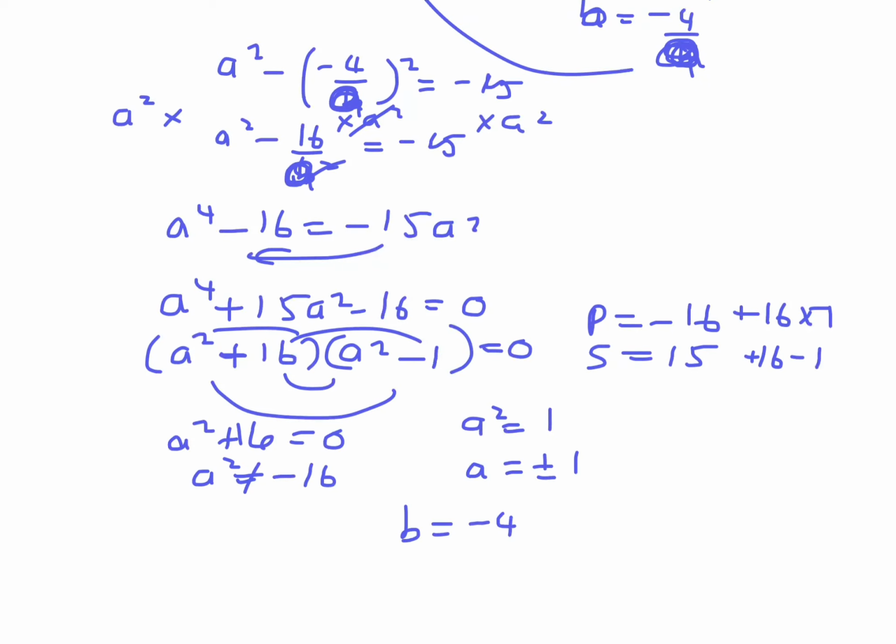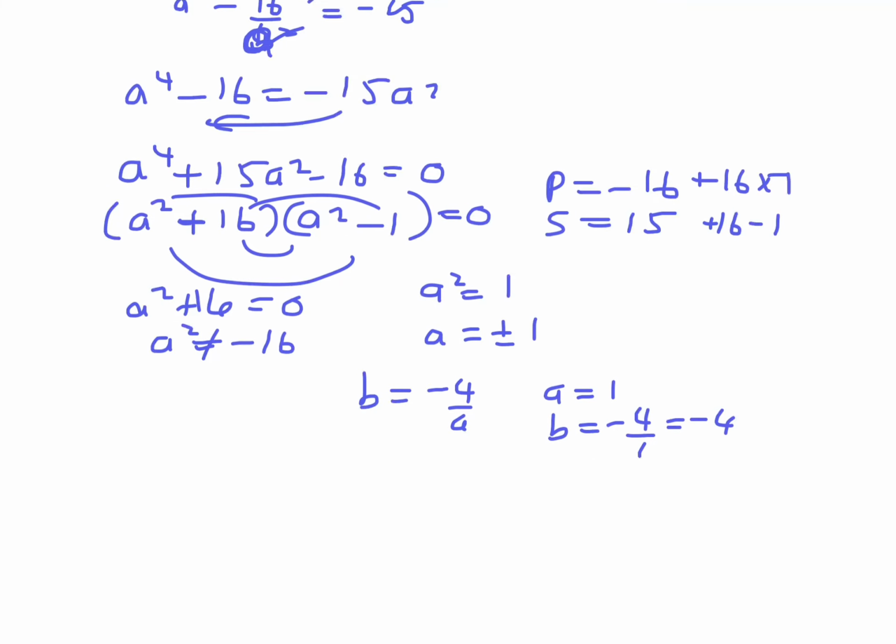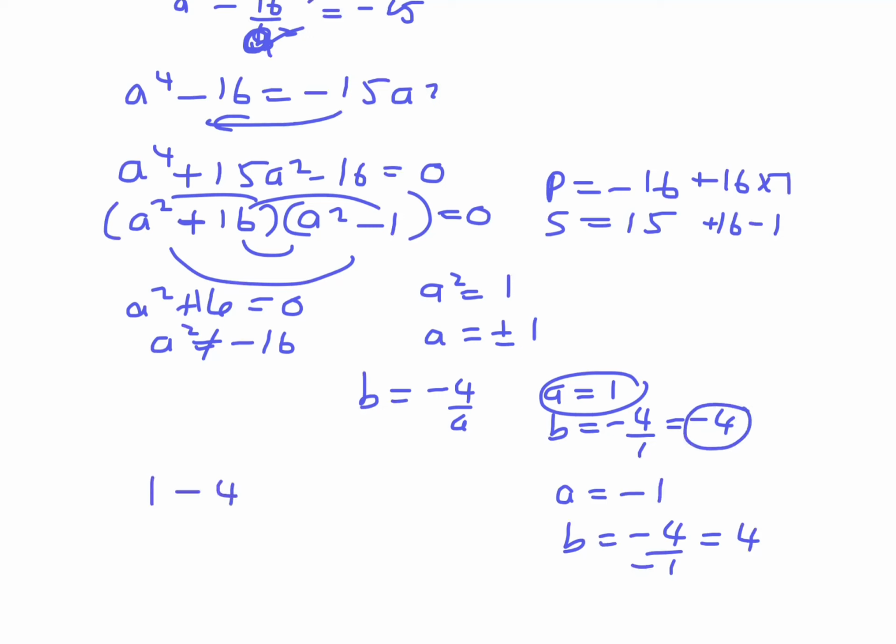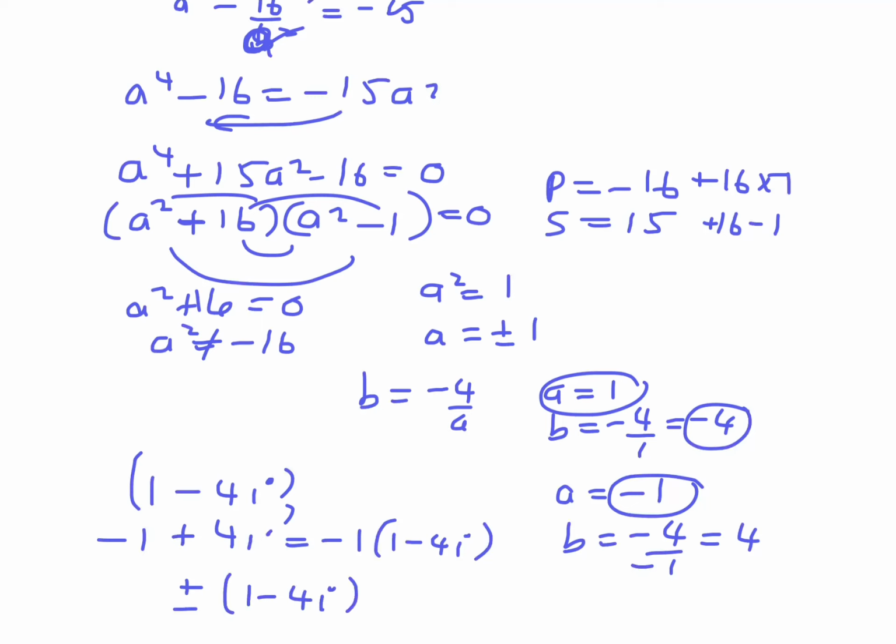Okay, so we have b is minus 4 on a. So when a is 1, b is minus 4 on 1, which is minus 4. And when a is minus 1, b is minus 4 on minus 1, which is 4. So that means that 1 goes with minus 4, so it's 1 minus 4i, and minus 1 goes with 4i. They are your two roots. This one here, if you take a minus 1 out, you get 1 minus 4i. So once again, you can write it as plus or minus, but it'll be 1 minus 4i.